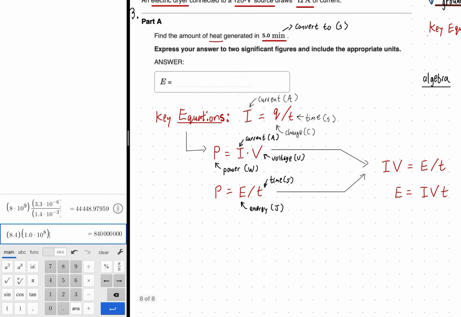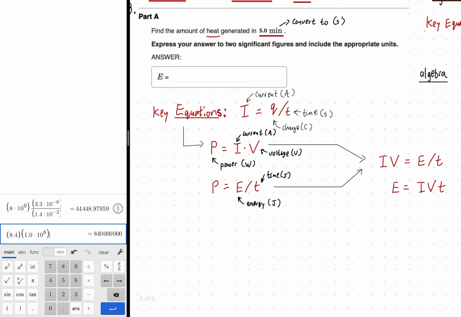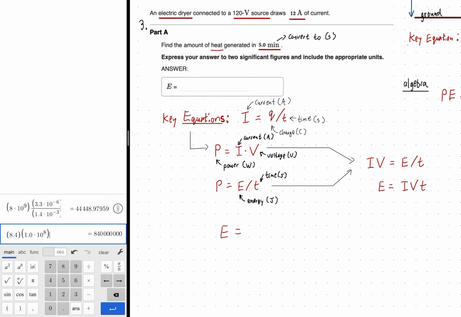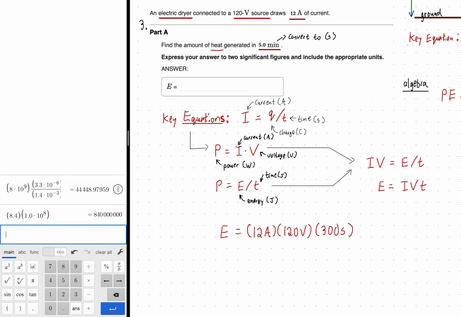So then finally, what is it going to look like before we plug it into the calculator? It's simply going to be E equals, and I'll put the current first, so the 12 amps times the 120 volts times the 5 minutes, but converted to seconds. So that's 5 times 60, which would be 300 seconds. Now let's plug these all in. So 12, times, and you don't have to do them in parentheses. You could definitely just put a multiplication symbol between each, but again, I think parentheses are easy to read. 120, and then times 300.